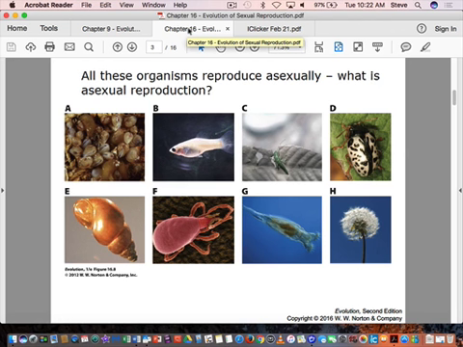But first we need to ask, what is asexual reproduction? So what do you guys think it is? You basically don't need a partner. And it's usually all female reproduction. So males aren't necessary, okay? There are various ways to do this, though.